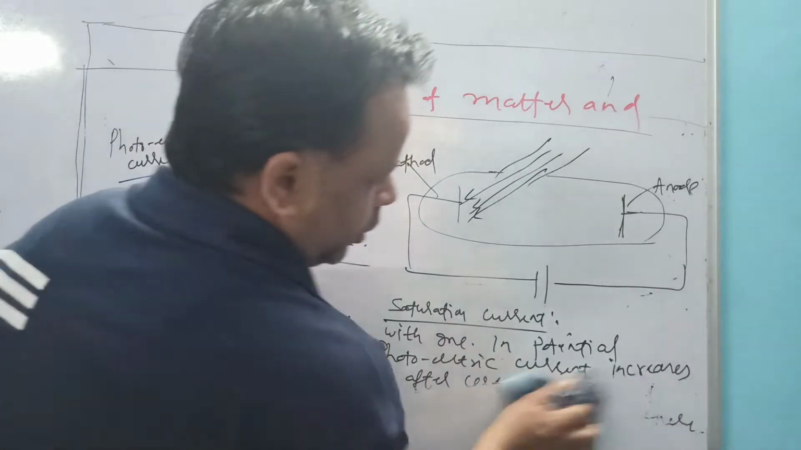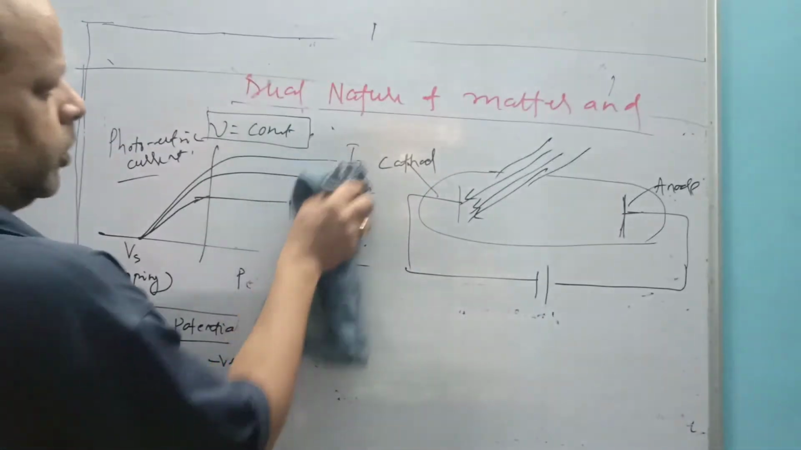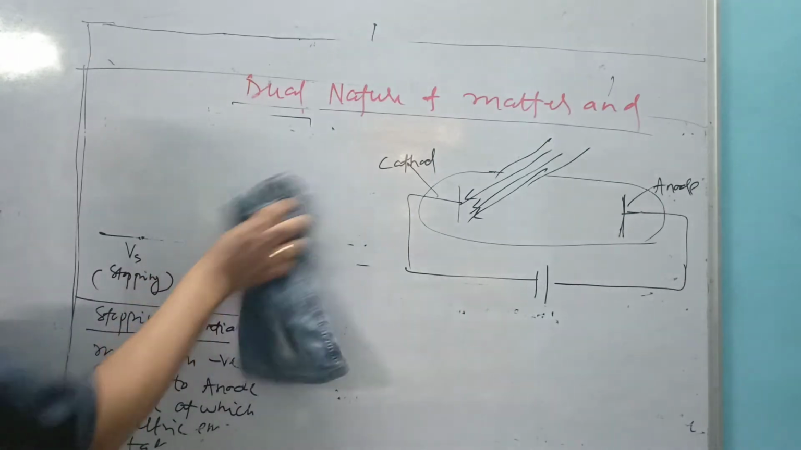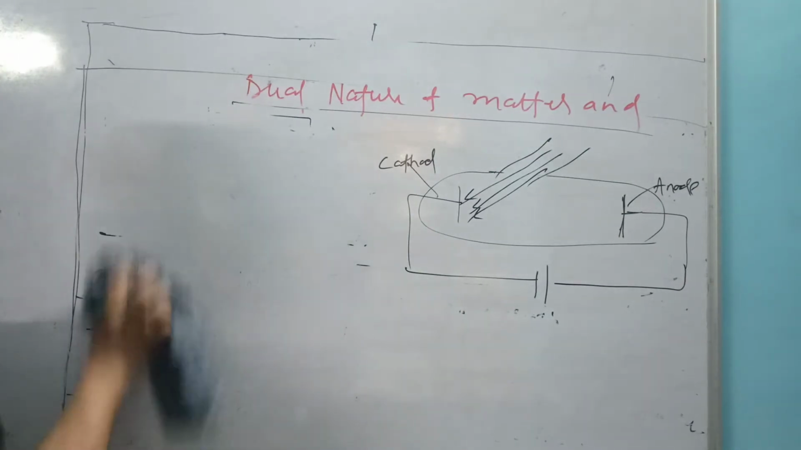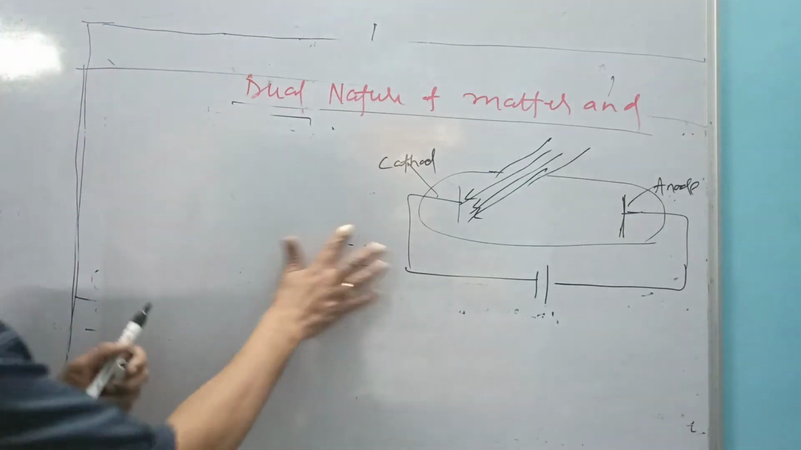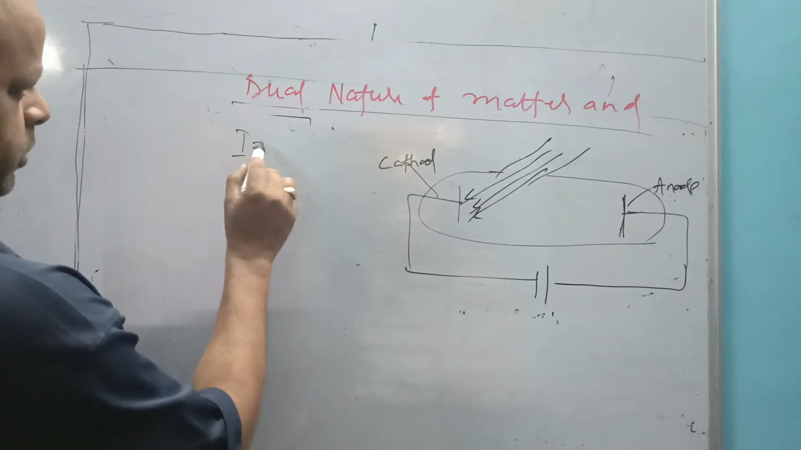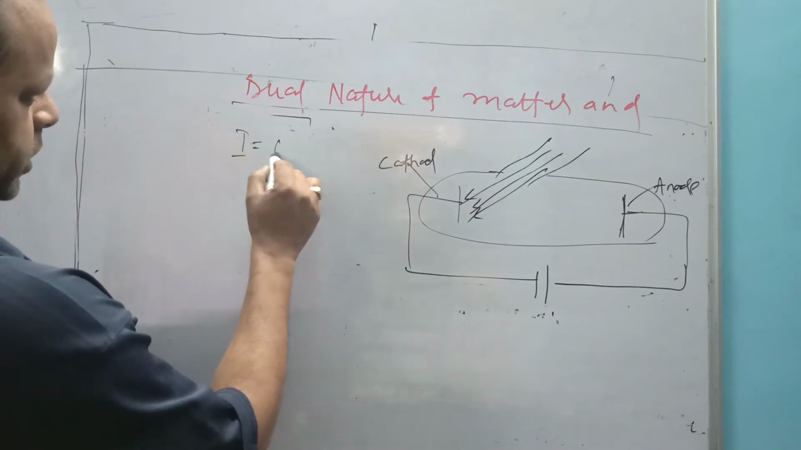Now we will move on to what happens if intensity is kept constant and frequency is increased gradually. See, in this what we have, this intensity is constant.